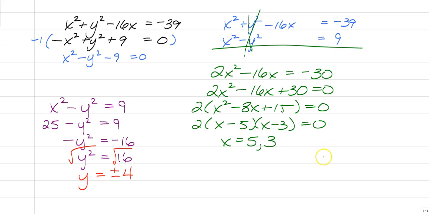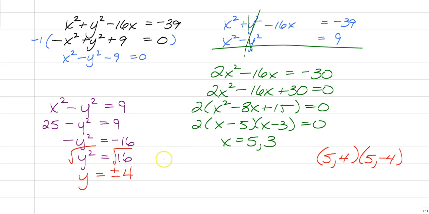So what just happened is 5 gave us an intersection point of (5, 4) and (5, negative 4). You have to remember to substitute in and write down both answers.